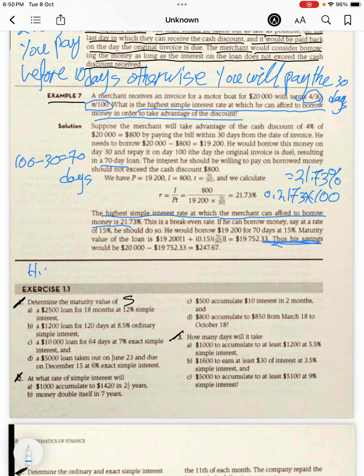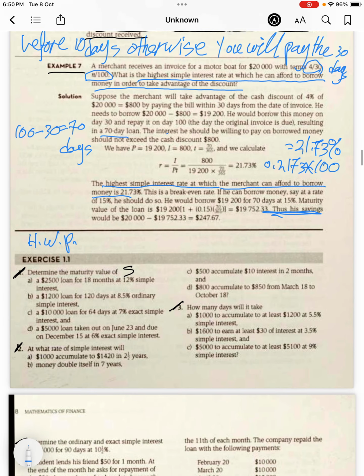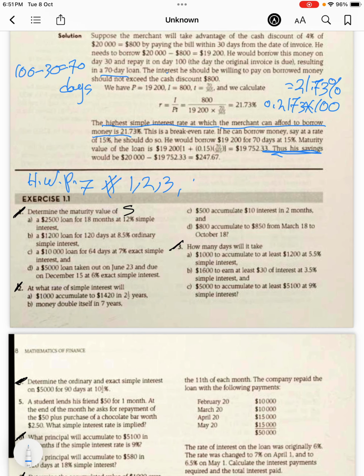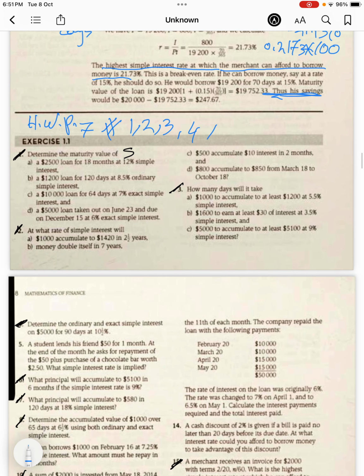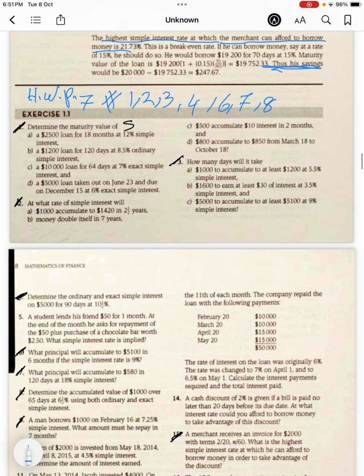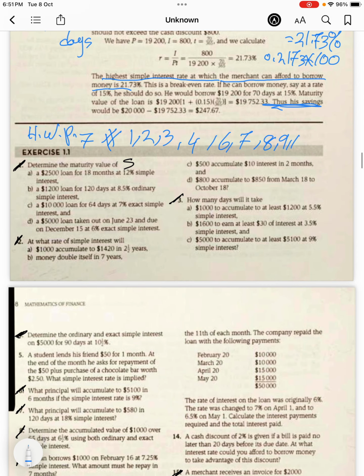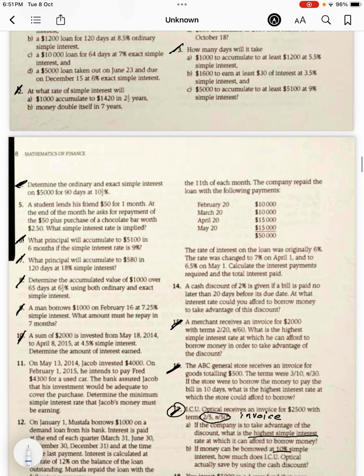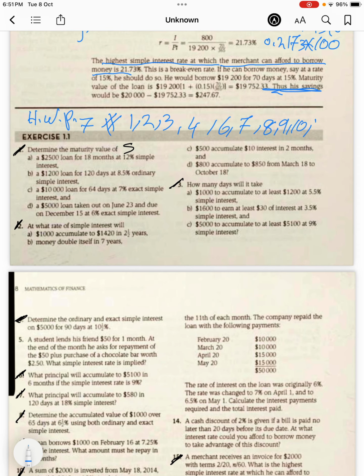Homework for this section, page 7, will be numbers 1, 2, 3, 4, 6, 7, 8, 9, 10, and after that 15, 16, 17.